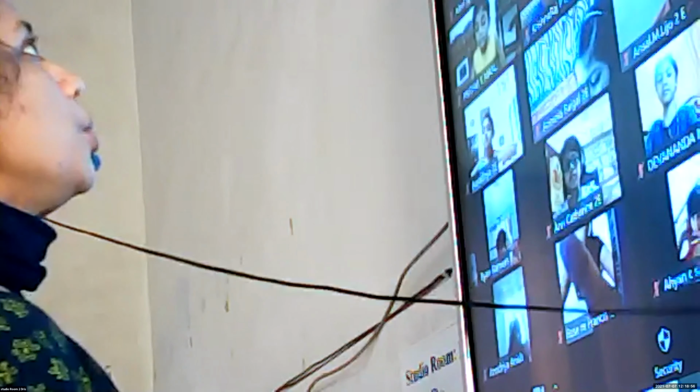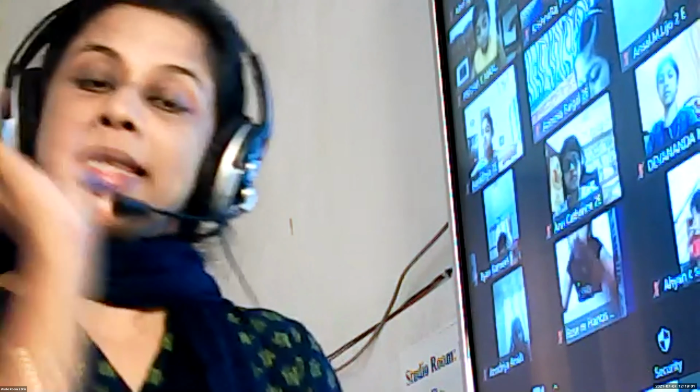So in today's session, children, we have learnt about 8 words. So I wanted all of you to write those words as you sound out each through its syllable and write it once again in your notebook.